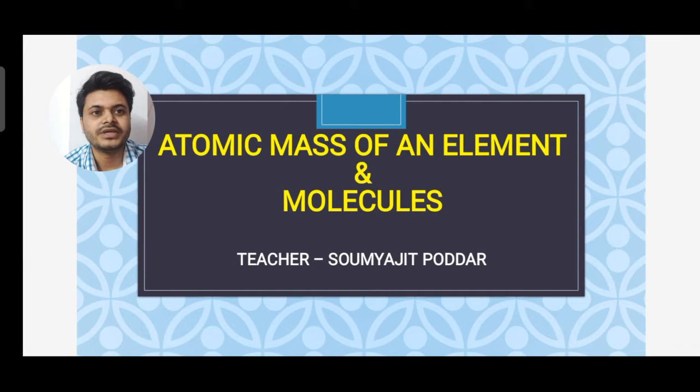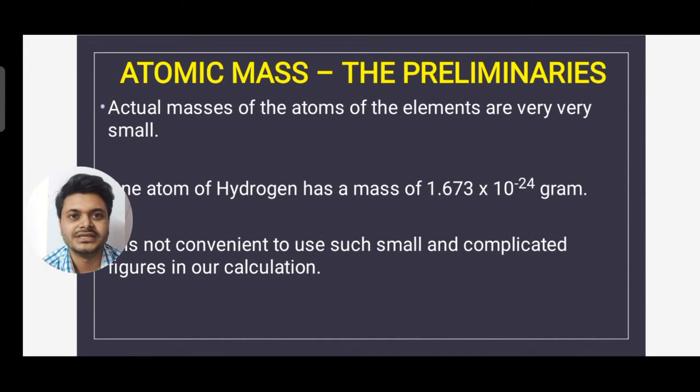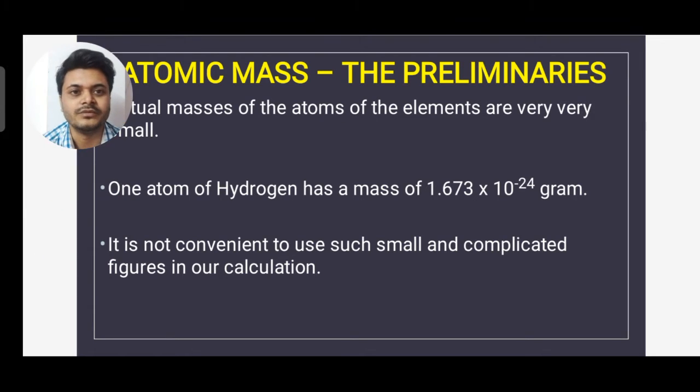So let's start with the topic atomic mass of an element and molecules. This is from the chapter atoms and molecules. Now what is atomic mass? The actual masses of atoms of an element are very small, and one atom of hydrogen has a mass of 1.673 into 10 to the power minus 24 gram.